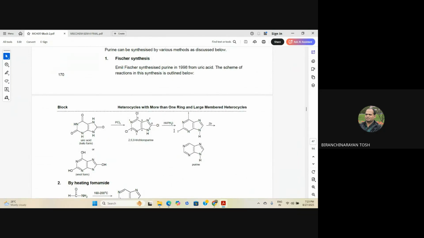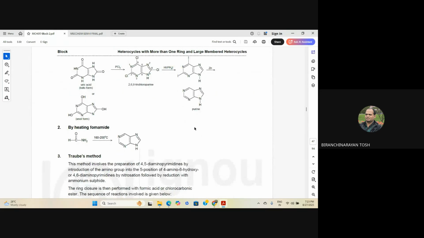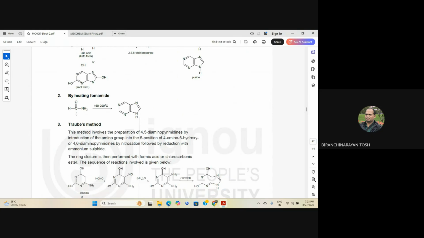Fischer synthesis. Emil Fischer synthesized purine in 1898 from uric acid. The scheme of reaction is given here. Uric acid, the keto form, reacts with phosphorus pentachloride, producing the chloro derivative. At the ketone positions, they are converted to chloro. Then with HI, converted to iodo. When reduced with zinc, gives the purine. By heating formamide: formamide upon heating cyclizes or polymerizes, giving purine.